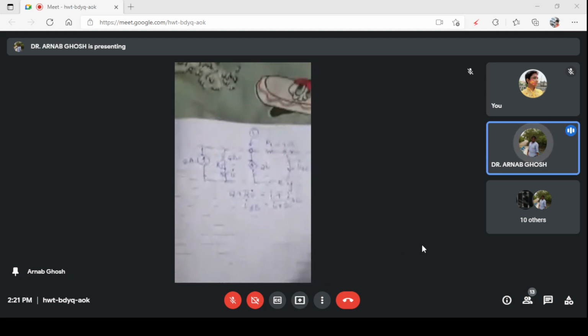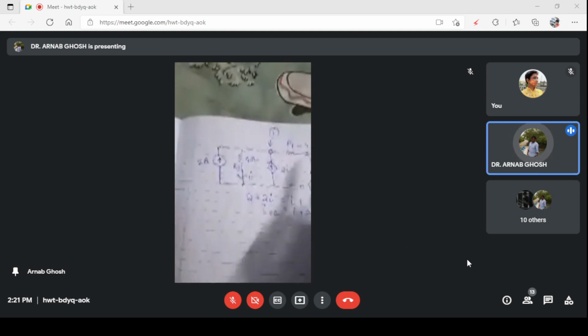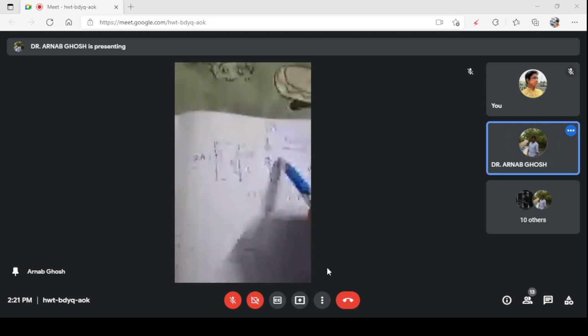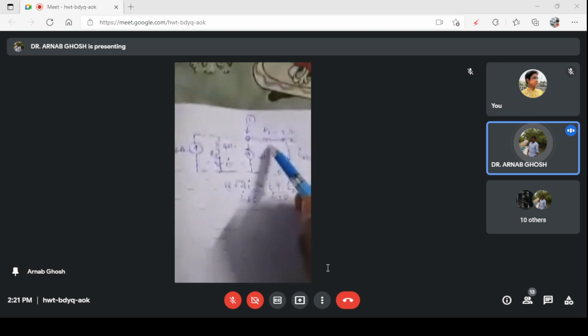Next, we will apply KVL. Where will we apply the KVL? We will apply the KVL in this entire circuit. So this current ISC will be flowing through R1, and the current I is flowing through R2. So you can write the KVL equation as ISC into R1 minus I into R2.